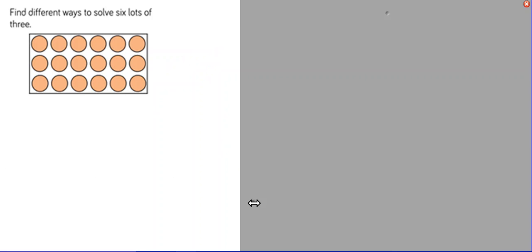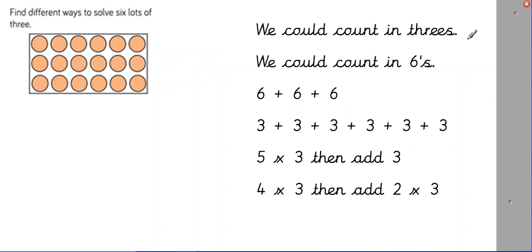Okay then, let's have a look, shall we? So we could count in threes. So we could do 3 times by 6. We could count in sixes. So we could do 6 times by 3. We could do 6 add 6 add 6. We could do 3 add 3 add 3 add 3 add 3 add 3. We could do 5 times 3 then add 3. We could do 4 times 3 then add 2 times 3. So 4 times 3 would be 12 and then add 6.